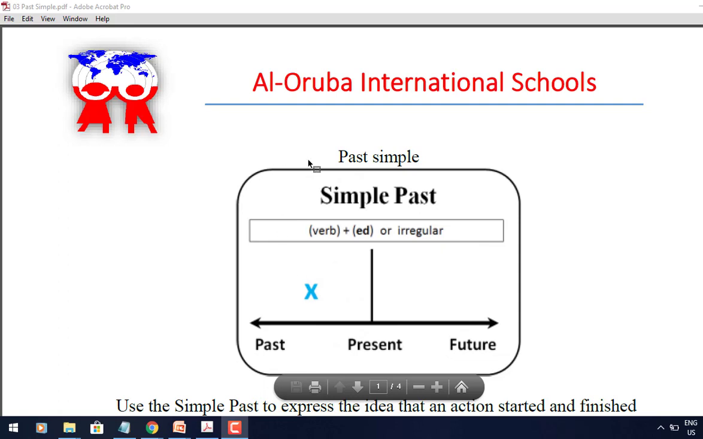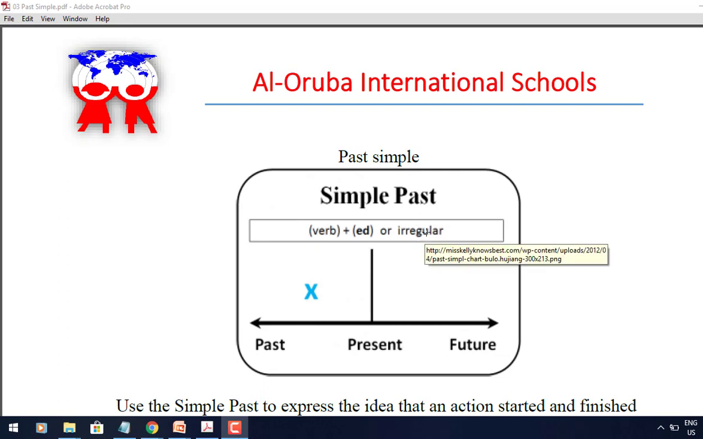Today's grammar lesson is the past simple. The simple past is formed by adding ed to the regular verb or the past form of the irregular verbs. We use the verb plus ed or the past form of irregular verbs to show an action that happened and finished in the past. An action that happened, started, and finished at a specific time in the past.